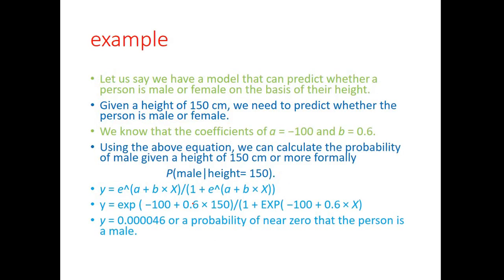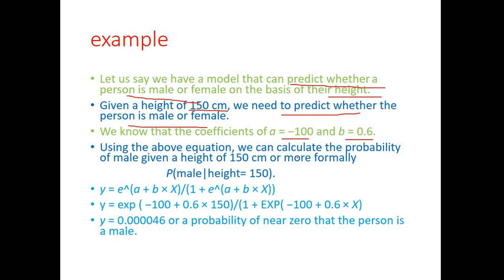Consider an example. Let us say we have to build a model that can predict whether a person is male or female based on height. Here the parameter is height, and we want to predict whether the person is male or female. Consider the height is 150 centimeters. So assume that we know the intercept and coefficient: a is equal to minus 100, and slope b is equal to 0.6.